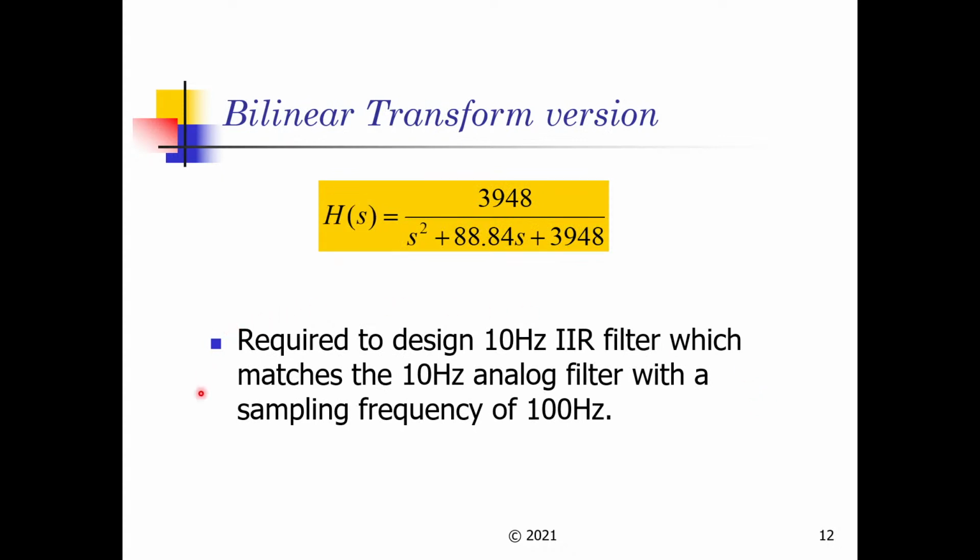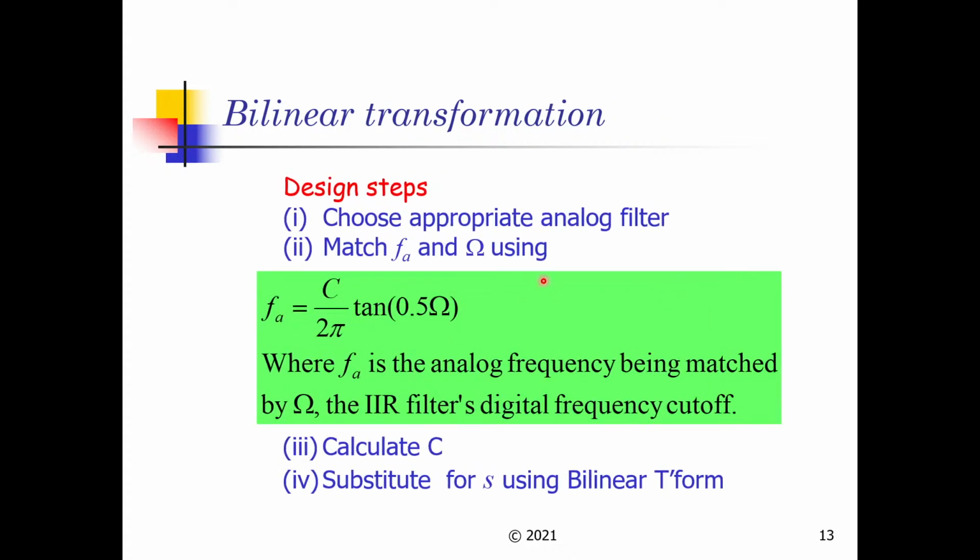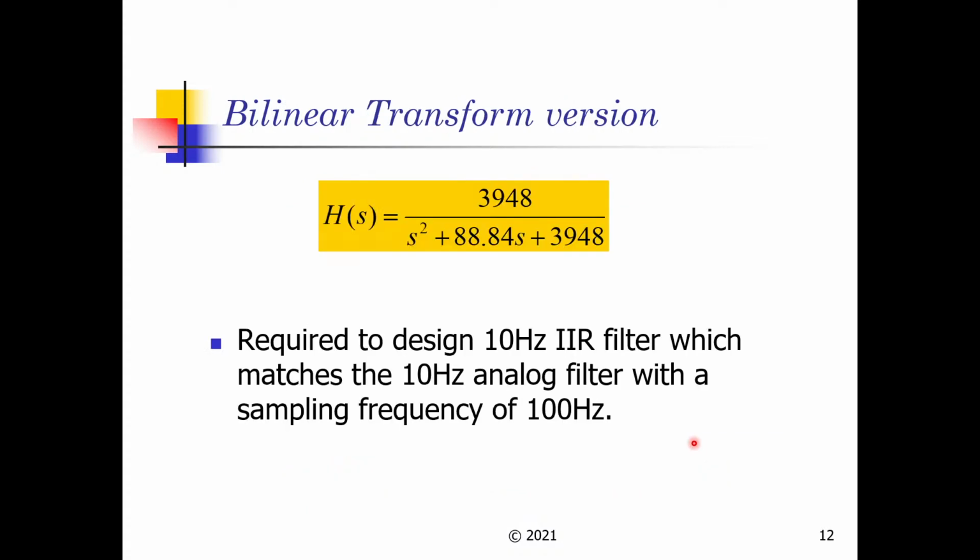Now we're going to use the same analog filter prototype here and the same frequency requirements to do the bilinear transform. So we know the general design steps: we have the analog filter equation, we need to match the analog filter frequency to the digital filter frequency, calculate for C here, and we substitute for s using the bilinear transform. Note in this particular case, because it's a 10 Hz IIR filter, this is basically going to be a low-pass filter design as required, unless otherwise stated in the question.